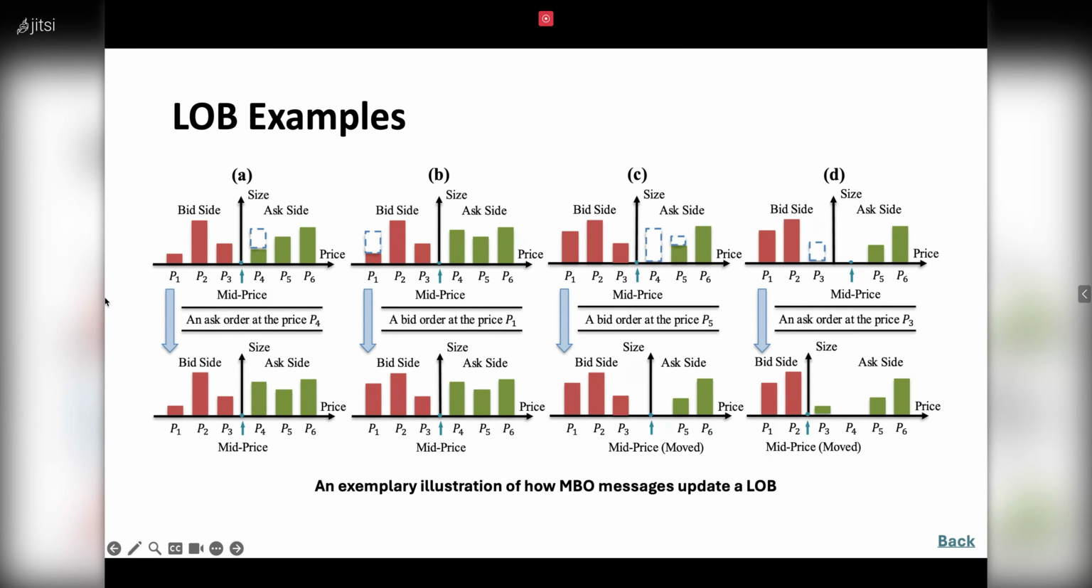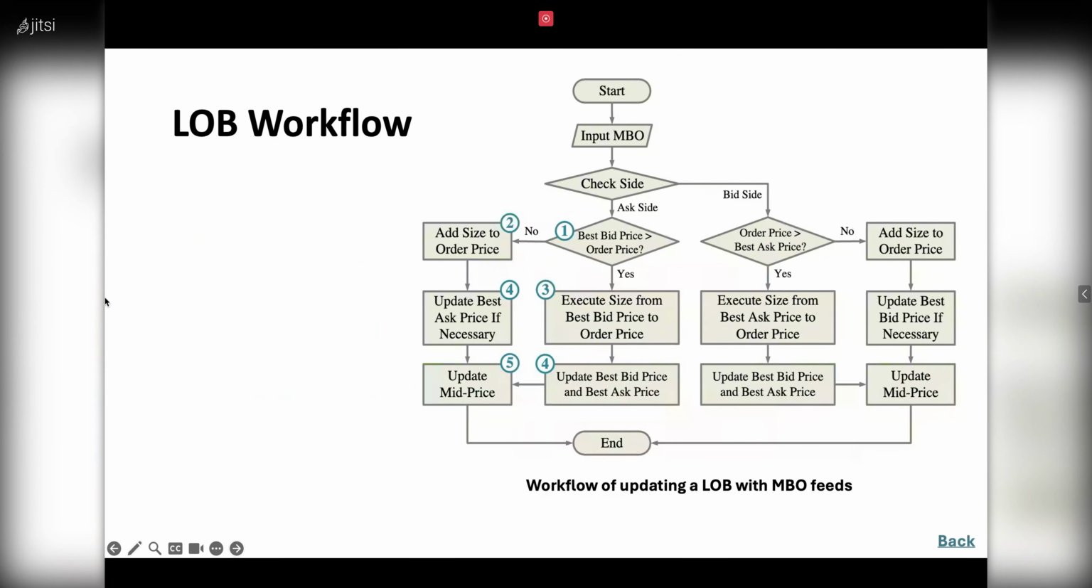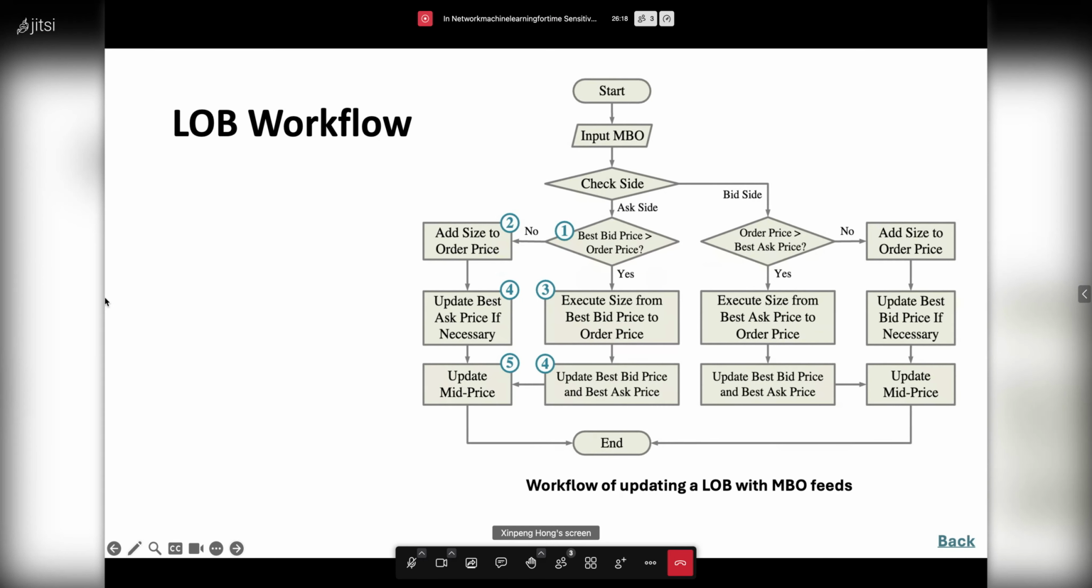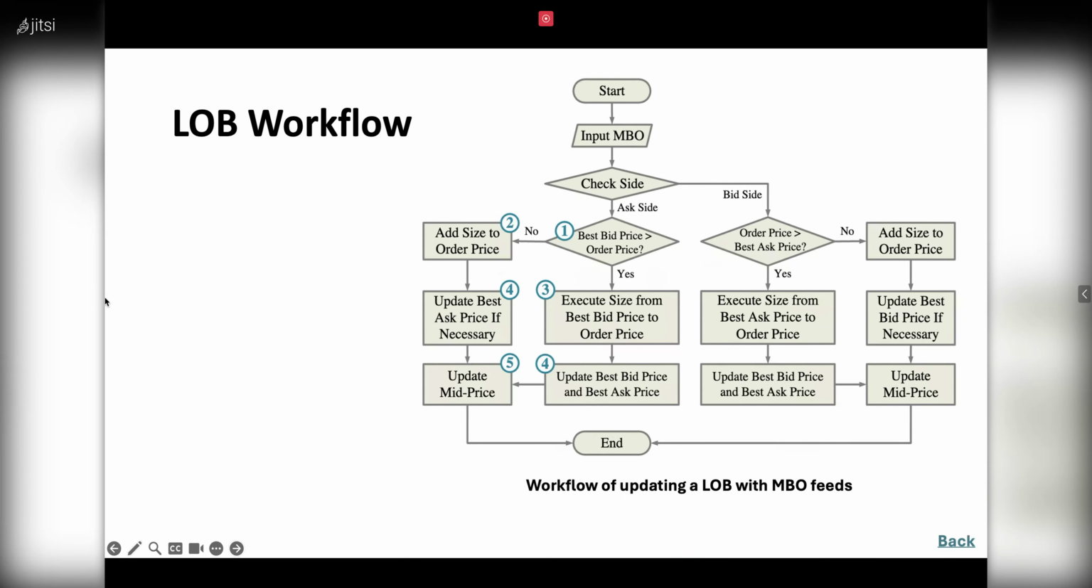What are the different scenarios, and what is our workflow for updating the limit order book based on MBO data? For example, we have the buy side and the sell side. We have an order to buy a certain asset, and an order to sell a certain asset. Whether the current best bid price or best ask price, how does it compare with the price specified in the order? So we need to consider all these conditions and do the corresponding updates.